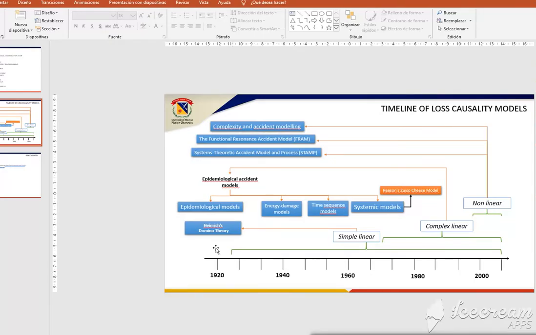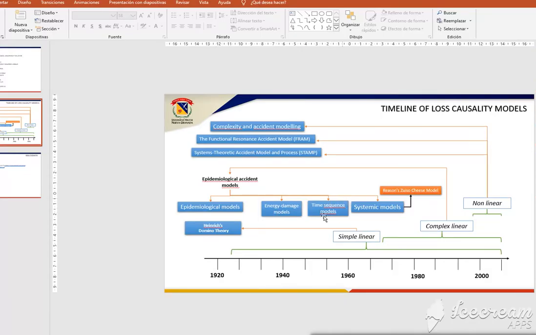Epidemiological models are based on the study of disease epidemics and the search for causal factors around the development, so that the events that originate in an accident are considered analogously to how a disease appeared. On the other hand, energy damage models are based on damage being the result of an accident energy whose intensity at the point of contact with the receiver exceeds the receiver damage threshold. So this damage can result from loss of power control, where there is a failure of the risk control mechanism.